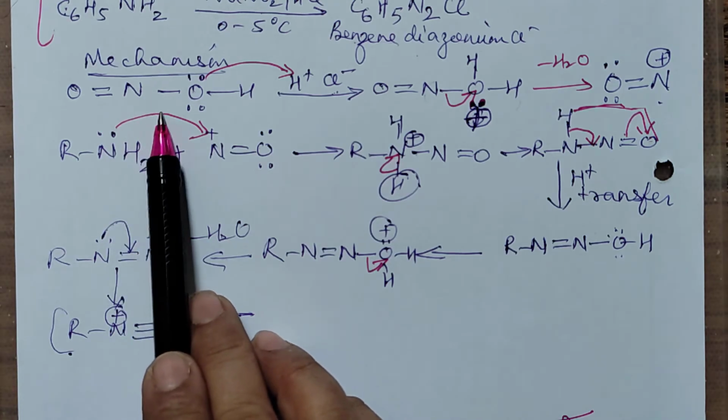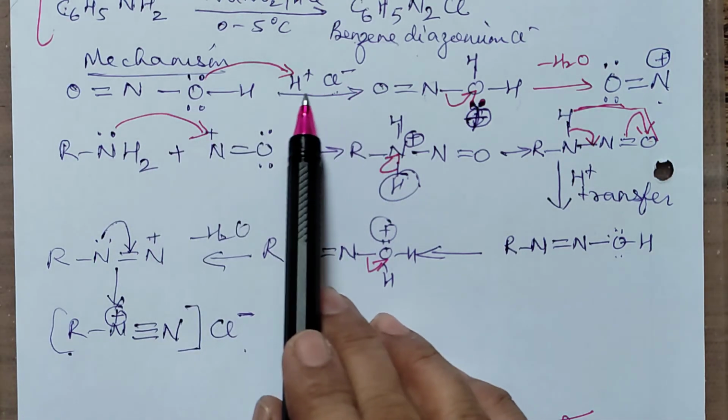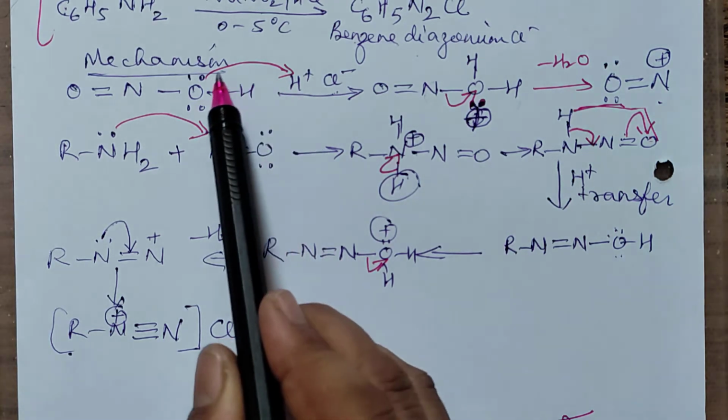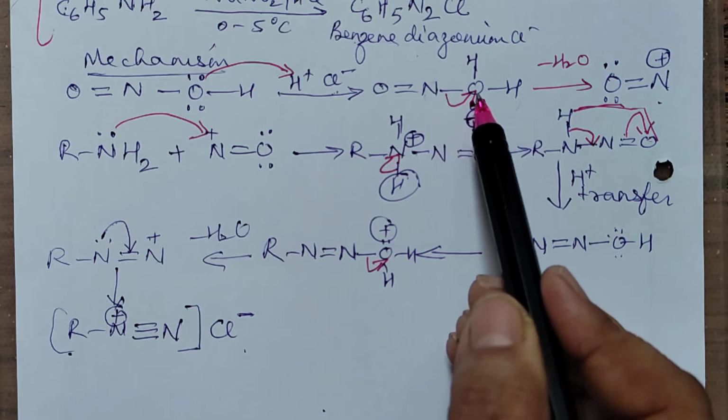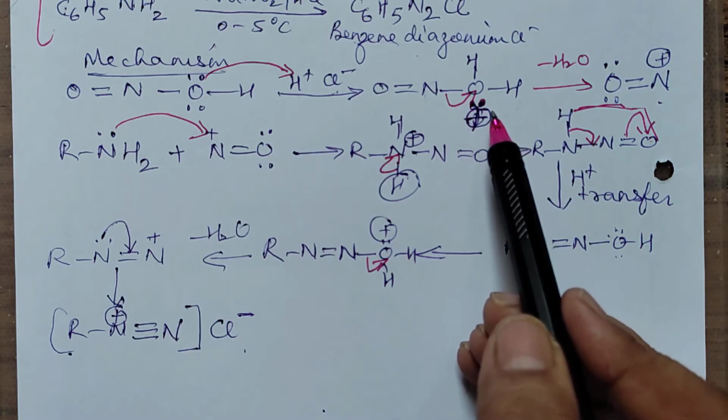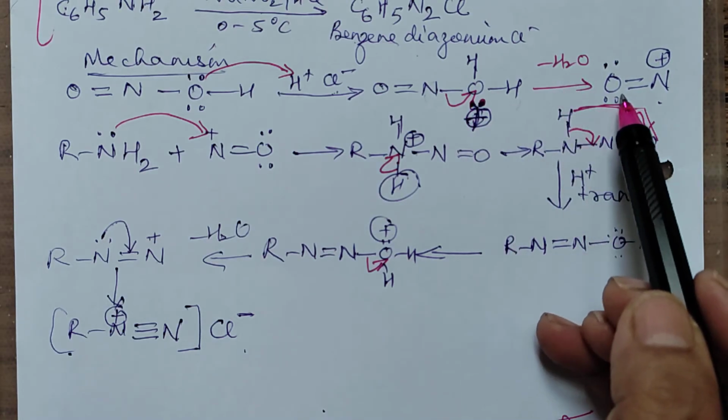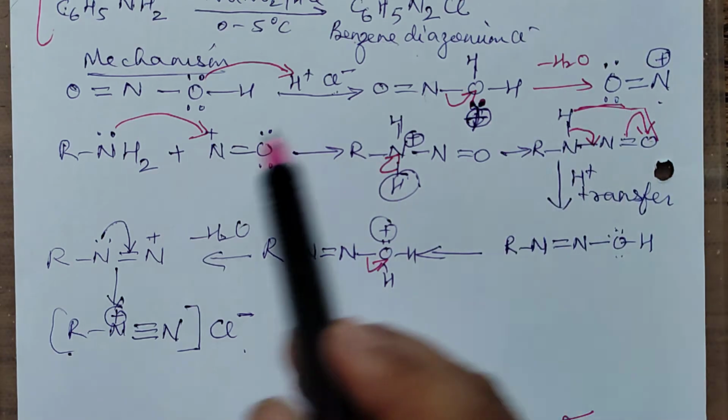This is the story we started with nitrous acid. First, with HCl, it will pull this H. This goes here, and this will come out as water because it shifts this side. It will come out as water, that I have written here. This is the electrophile generated. The next step begins from here.